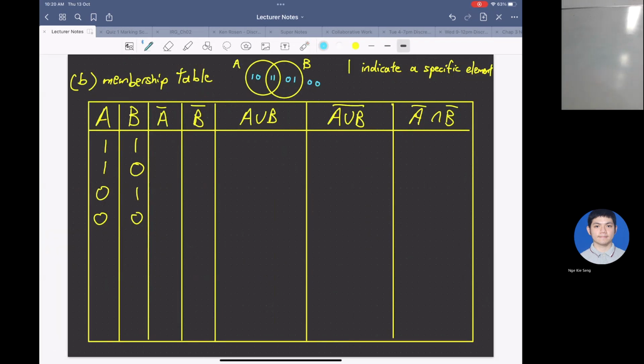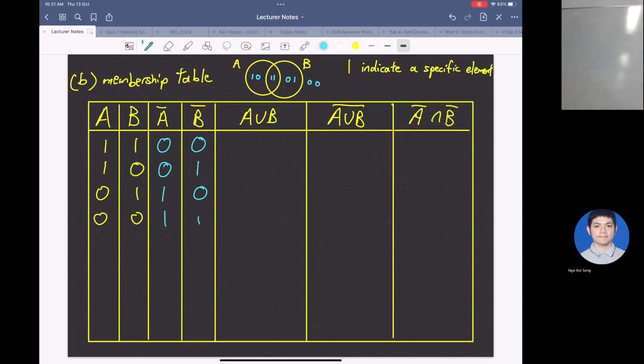Okay. So if the element is in A, then that means it is not in the complement of A. If it is not in A, then it is in the complement of A. If it is in B, then it is not in the complement of B. And if it is not in B, then it is in the complement of B.